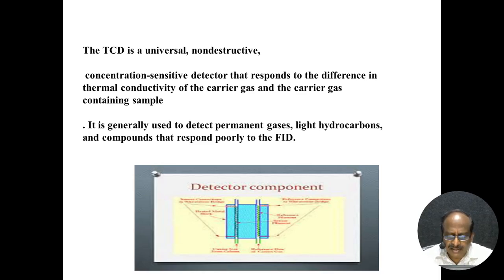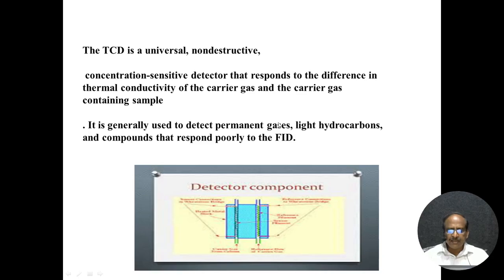Thermal conductivity detector. These are the different types of detectors at the graduation level. TCD is a non-destructive, concentration-sensitive detector that responds to the difference in thermal conductivity. If the concentration is more, the detector response will be more. If the concentration is very low, the detector will detect slowly the carrier gas and the carrier gas containing the sample. It is generally used for permanent gases and light hydrocarbons, and compounds that respond poorly to the FID, flame ionization detector.